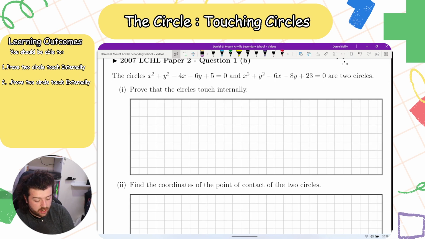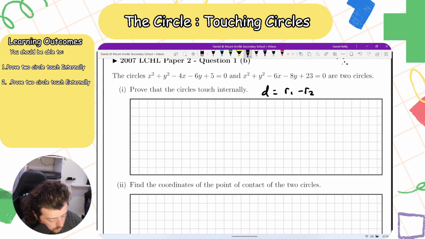Let's look at this question here. The circles x squared plus y squared minus 4x minus 6y plus 5 equals 0, and x squared plus y squared minus 6x minus 8y plus 23 equals 0 are two circles. Prove that they touch internally. So d is equal to r1 minus r2.